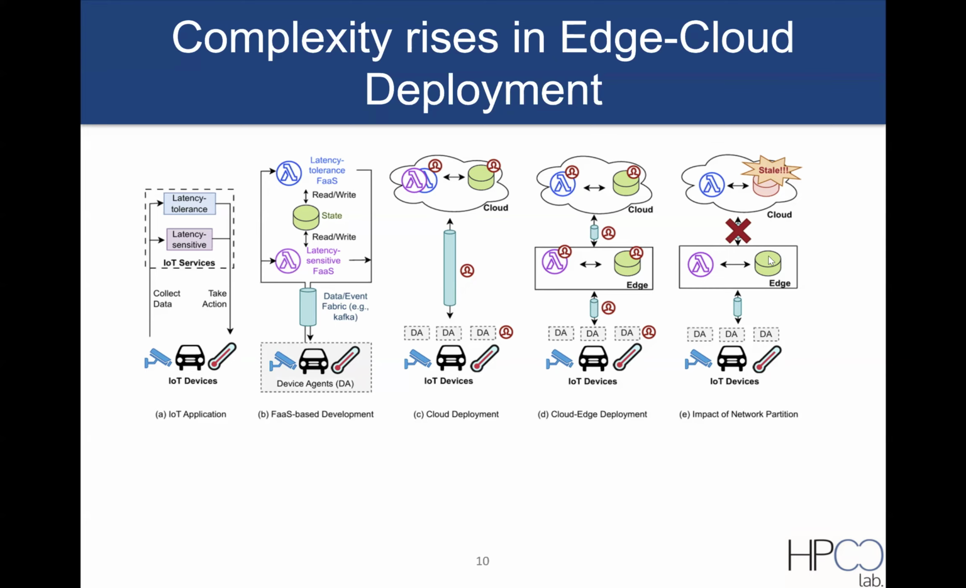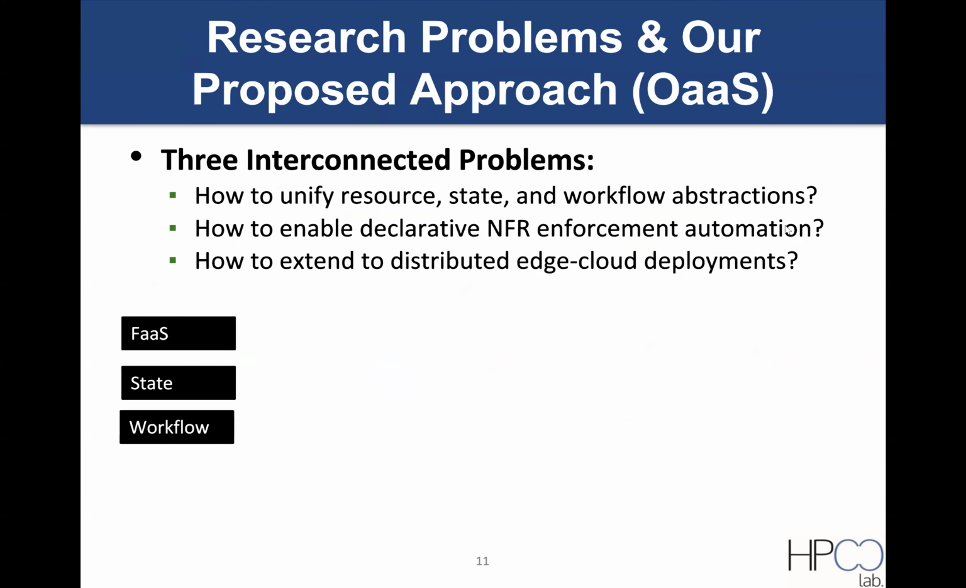What happens if the channel between cloud and edge is partitioned or disconnected? You have an out-of-sync state, which leads to an invalid state of the application and causes a lot of problems. All of this is an interconnected problem, and so we come up with the proposed solution, which is an OS. The first part is how to unify state, resource, and workflow abstraction together, so that it becomes an OS.